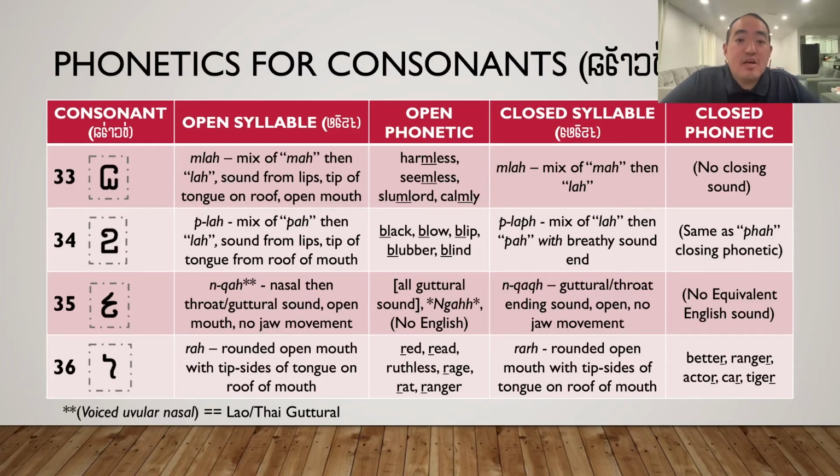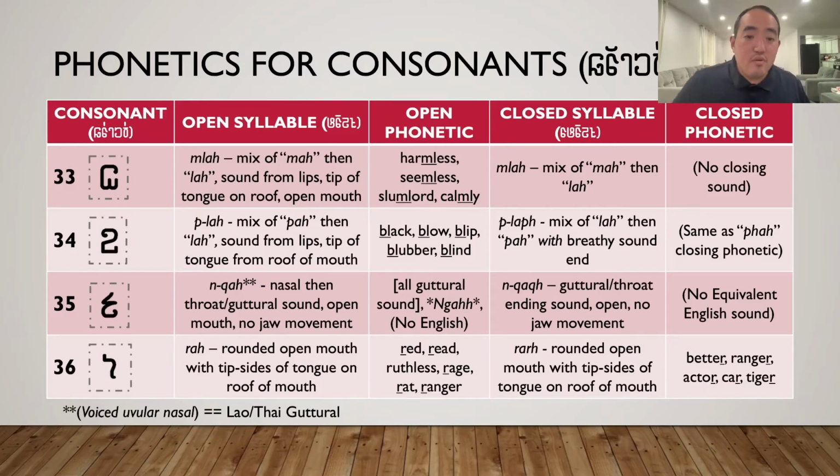It should sound from the lips first and then the tip of the tongue on the roof to the open mouth. You'll hear this in words like harmless or seamless or slumlord or calmly, and that's how you pronounce the open phonetic. Now for the closed phonetic, like I stated earlier, there's no closing sound, so we can just skip over to the next one, okay?